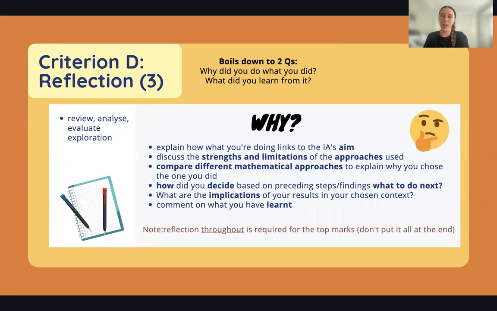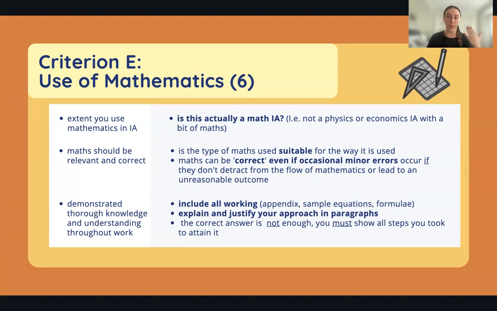Even though only 3 marks are allotted for reflection, a lot of things that you might think are reflection help to support the marker seeing your use of mathematics, because you've justified everything based on how you reflected and realized that you needed to use this particular method.